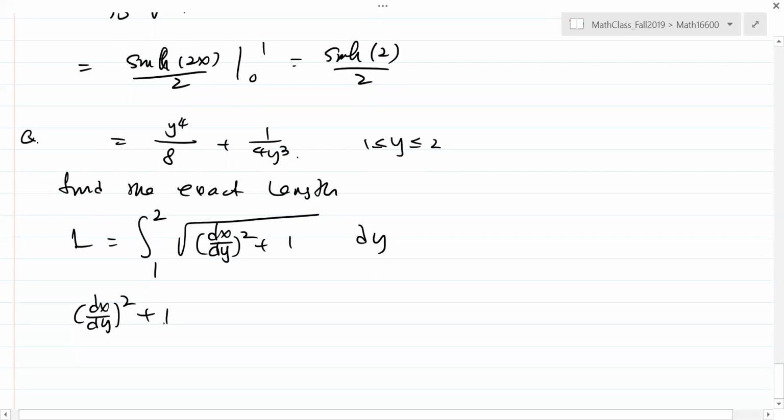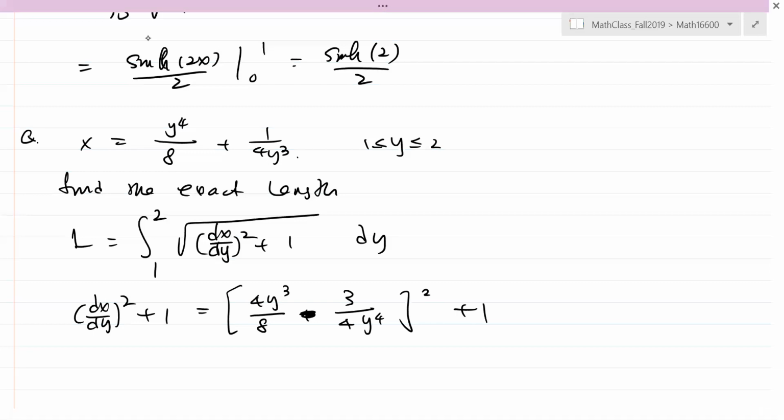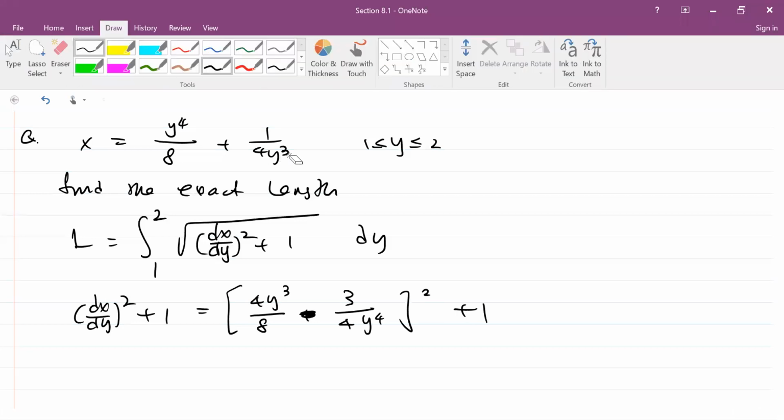Okay, let's do that. So I find the derivative of x with respect to y. So I get 4y cubed, right? Plus, be careful, this is y to the negative 3, so it's minus, and 3, 4, y to the 4th square, and plus 1. This is a negative. Let me check. Did I? No, I copied wrong here. This is not the y cube.